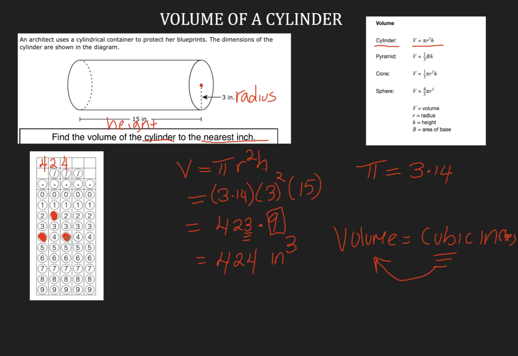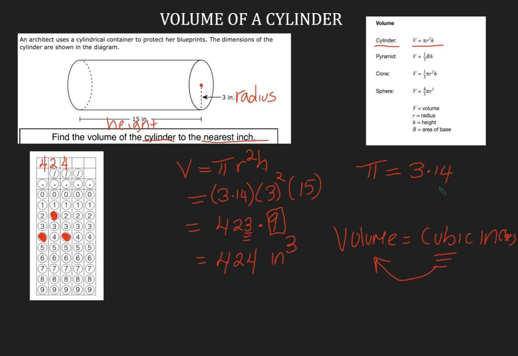So always remember, read carefully because some of you may have gotten this answer incorrect because you did not see the question states, find the volume of the cylinder to the nearest inch. And because they said to the nearest inch, you are rounding to the nearest whole number.